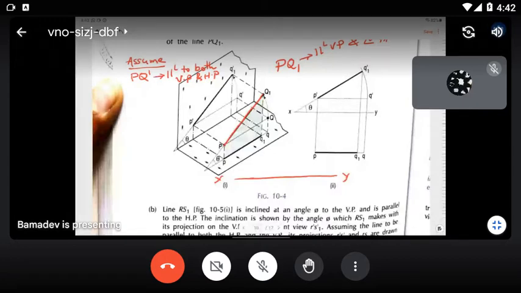what length you will see from front and top? Exact length. You will see the exact length from front as well as top. In front view and top view, you will see the exact length when it is parallel to both the planes. Okay. So what you will do now? Draw the front view. Right?